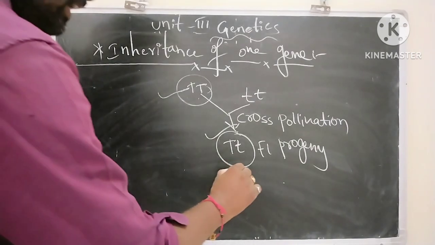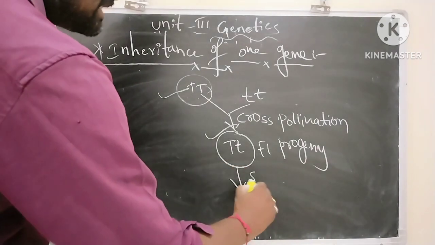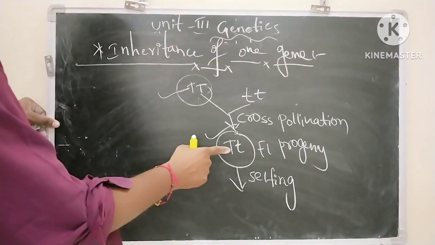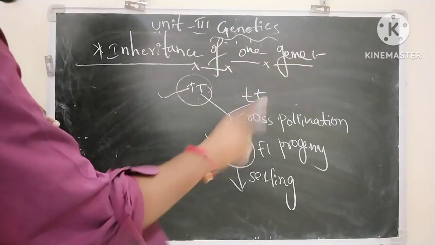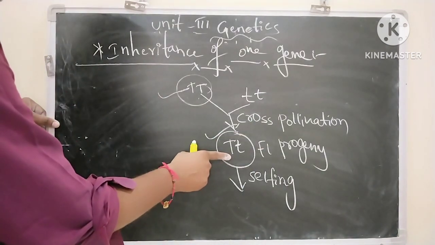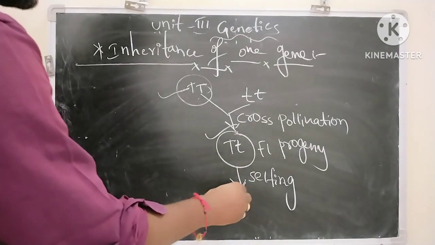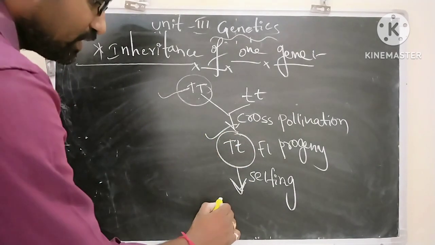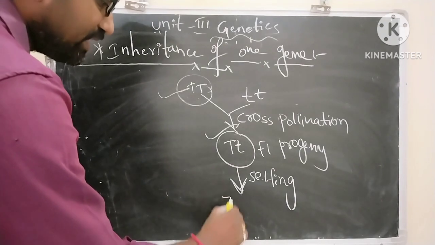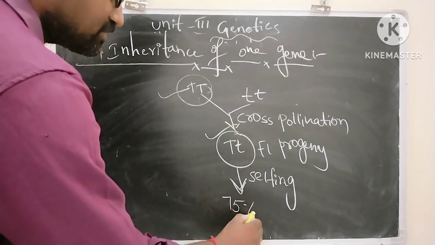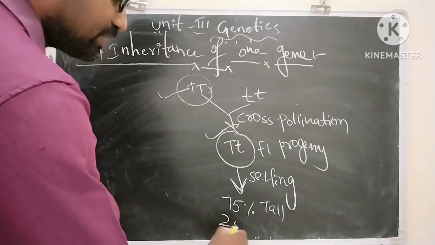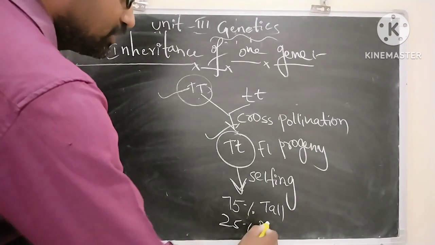And again he performed selfing between the plants produced from these. When he performed self pollination, he observed that 75% of the plants looked tall, whereas 25% of the plants looked dwarf.